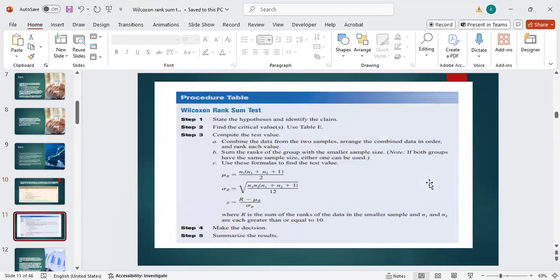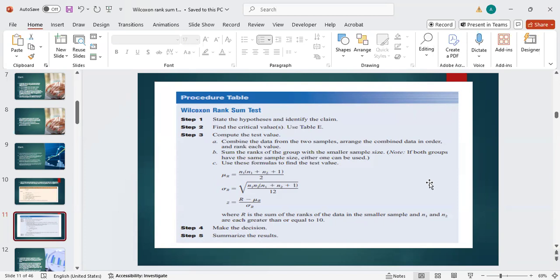Wilcoxon rank sum test. Step 1: state the hypothesis and identify the claim. Step 2: find the critical values using the table. Step 3: compute the test value. Combine the data from the two samples, arrange the combined data in order, and rank each value. Sum the ranks of the group with the smaller sample size. Note, if both groups have the same sample size, either one can be used.